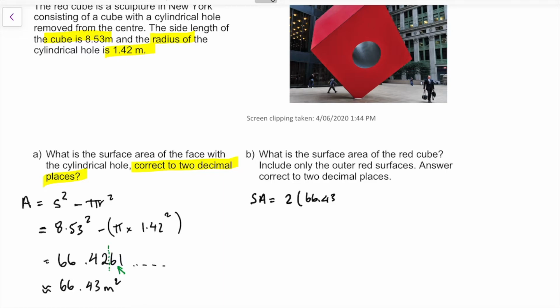66.43. So we're actually going to keep that particular part of it in. And then we're going to add it to 4 lots because there are now 4 sides left over. As you do, imagine there are 6 sides to a cube. 2 of those sides have been taken care of. We have 4 sides left over. And one of those regular sides is just 8.53 squared. And there we have what we need.